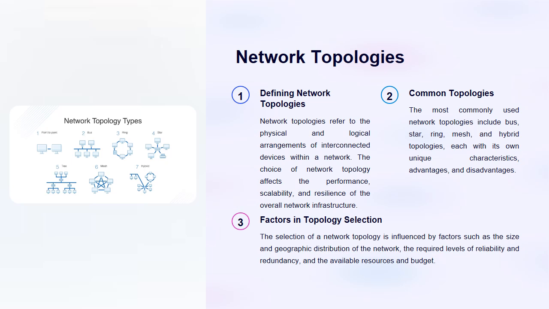And what are the factors through which we can select what kind of topology we should use as per our requirement? The selection of a network topology is influenced by factors such as size and geographical distribution of the network, the required level of reliability and redundancy, and the available resources, and of course, last but not least, budget. If your pocket allows, you can go with any kind of topology.